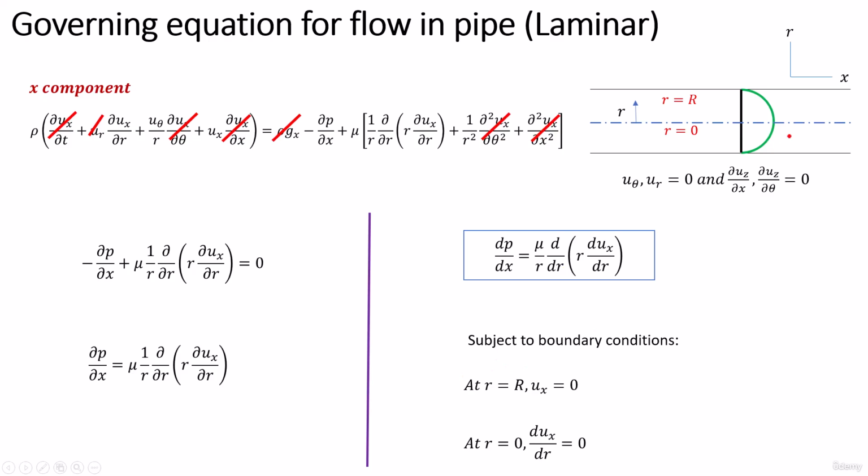The boundary conditions for this case are, at r equal to capital R, that is on the boundary of the cylinder, u x is equal to 0. And at r equal to 0, the center line, the velocity is maximum, but the gradient is zero. So the velocity gradient is 0 at this point. These are the two boundary conditions that will be used for solving this differential equation to get the particular solution.